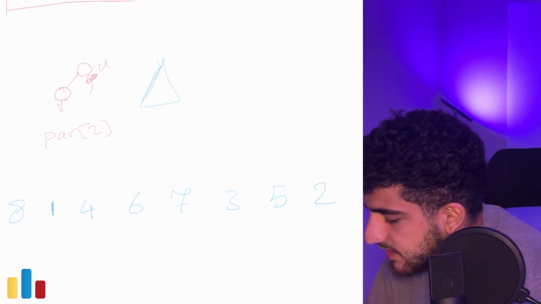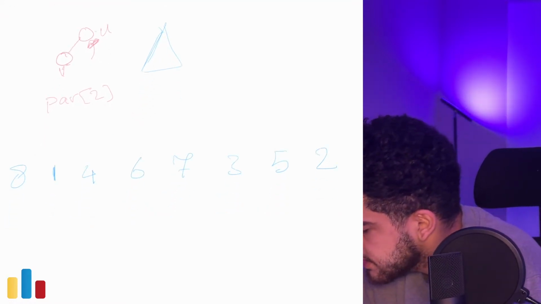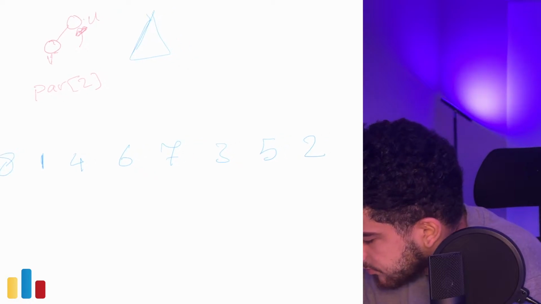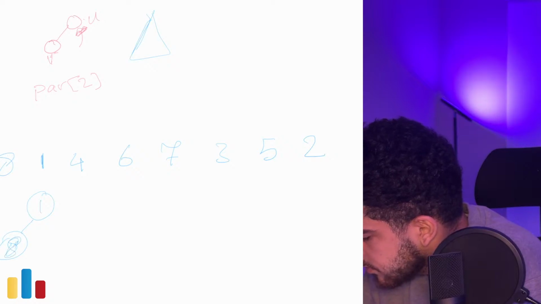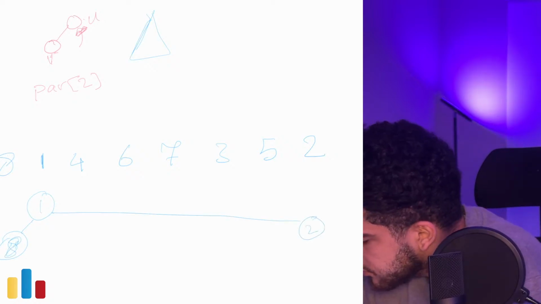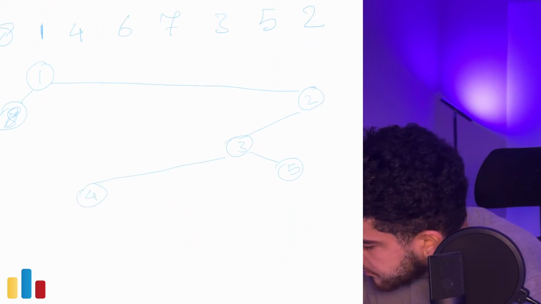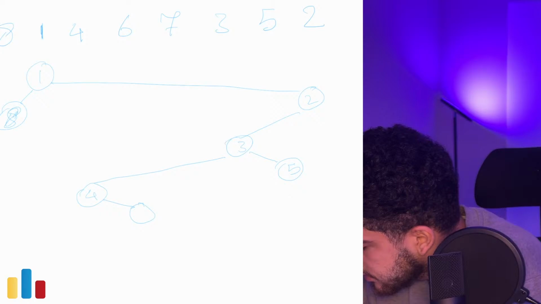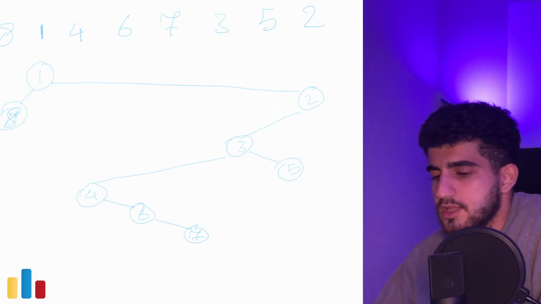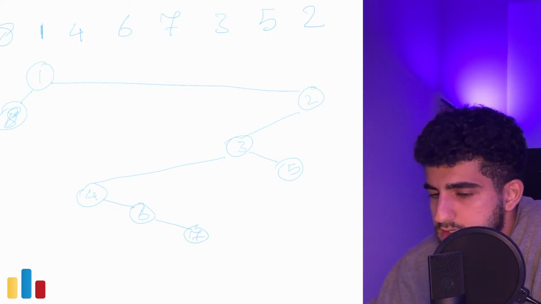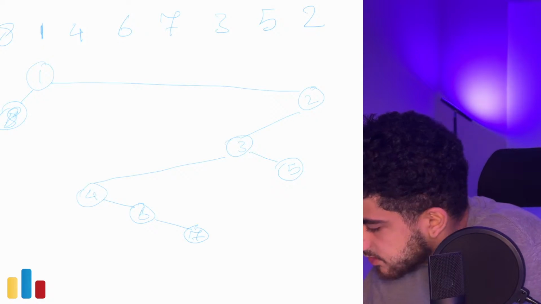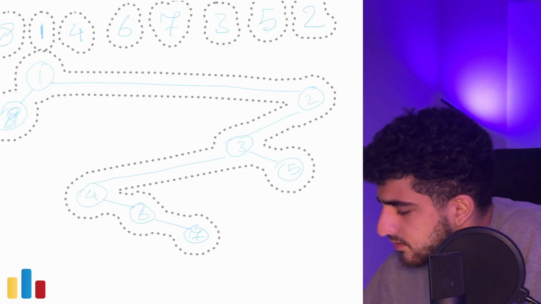What we can say here is that first we make our Cartesian tree. For example, 1 is the root, the left child is 8, the right child is 2. Then for 2, the left child is 3. For 3, the right child is 5. The left child is 4 here. For 4, the right child is 6. Then for 6, the right child is 7. So this is how our Cartesian tree will look. The color doesn't seem good, let me change the color. I think it's not very easy to see for you.